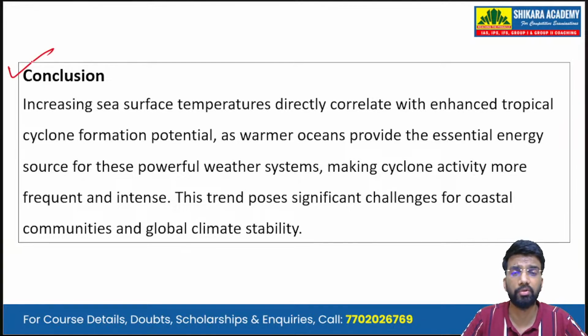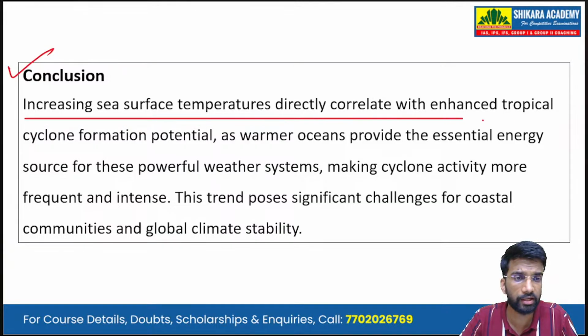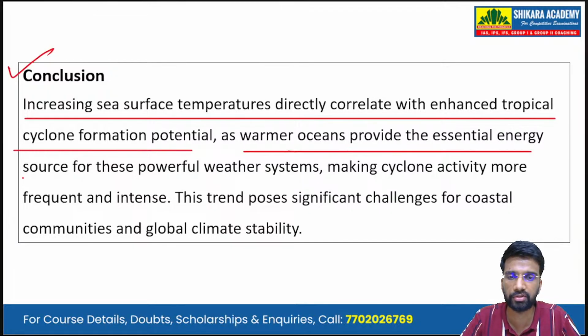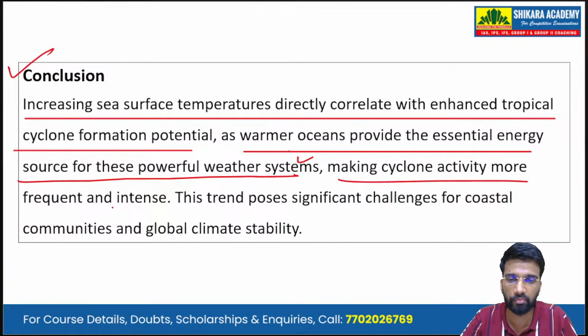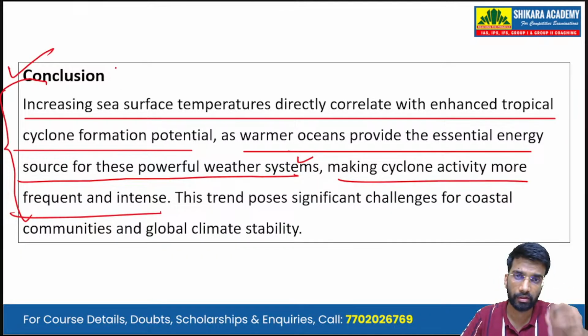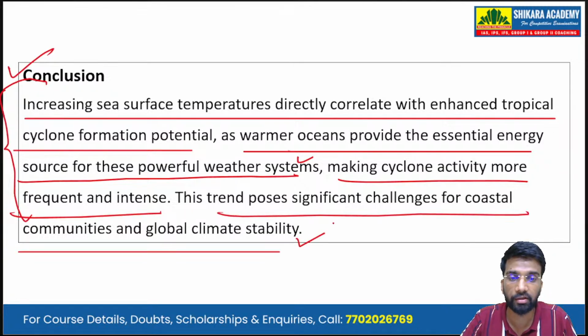Then there is the conclusion. In conclusion, we write that increasing sea surface temperature directly correlates with enhanced tropical cyclone formation potential, as warmer oceans provide the essential energy source for these powerful weather systems, making cyclone activity more frequent and intense. So, with this line, we have summarized or concluded our answer. Now, its significance is that this trend poses significant challenges for coastal communities and global climate stability.